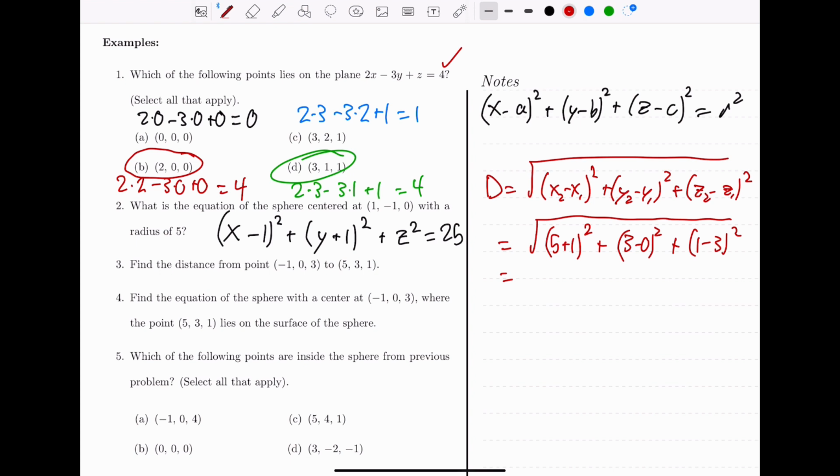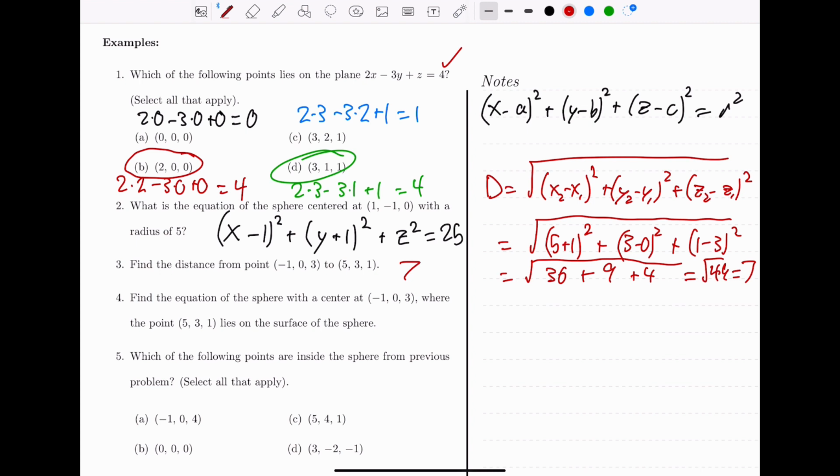Well, 5 plus 1 is 6. 6 squared is 36, so we'll have 36. 3 minus 0 is 3. 3 squared is 9. And then 1 minus 3 is -2, but since we're squaring, -2 squared is 4. So we have 36 plus 9 plus 4. That equals 49, and the square root of 49 is 7. So the distance between these 2 points in 3 dimensions is 7 by using the distance formula.